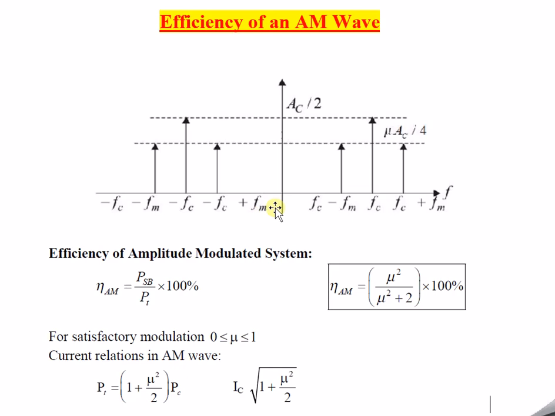In the last session, we understood what the power of an AM wave is, and how to calculate the total power of an AM wave. It is calculated using PLSB, the lower side band power, the upper side band power, and also the carrier power. If we sum all these, we can calculate the total power in an AM wave. In this session, we are going to understand the efficiency of an AM wave.